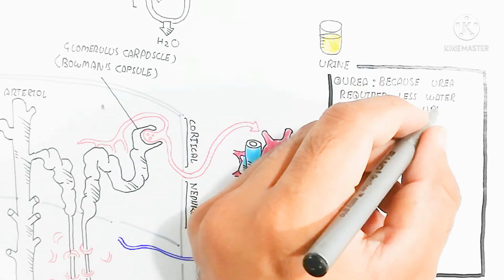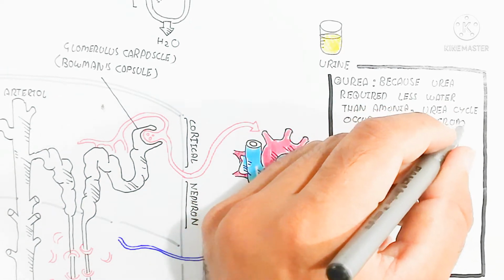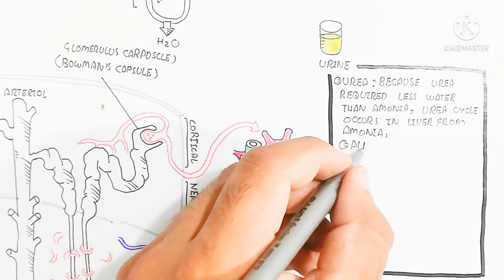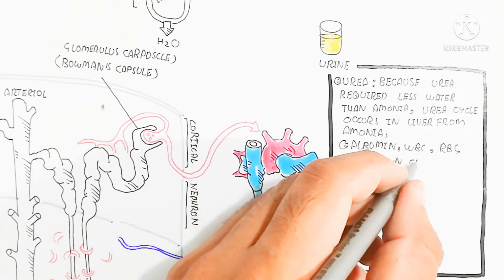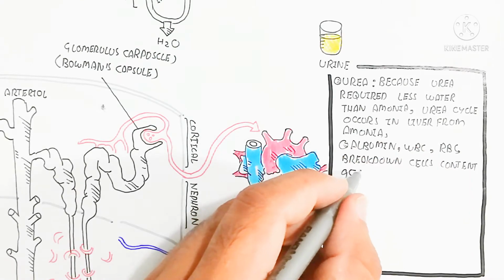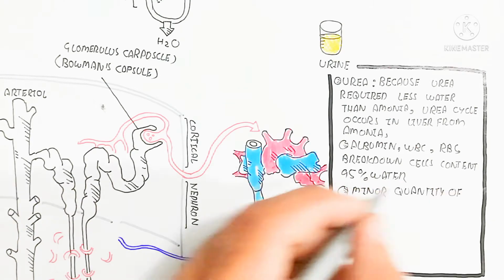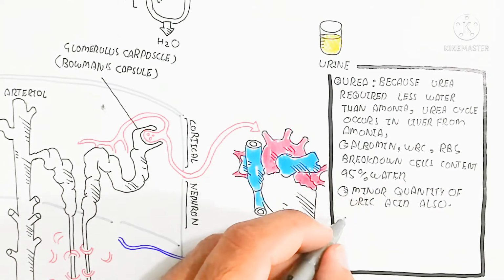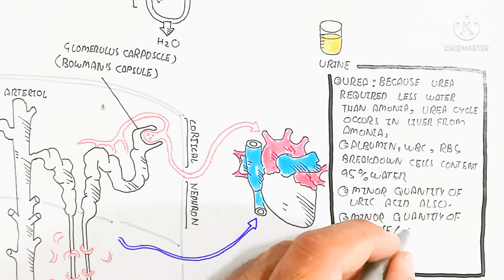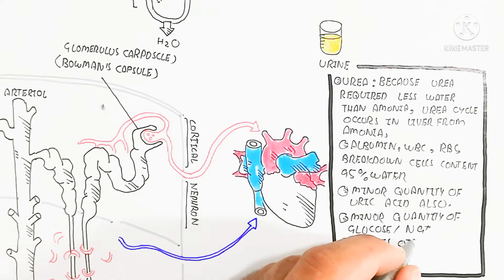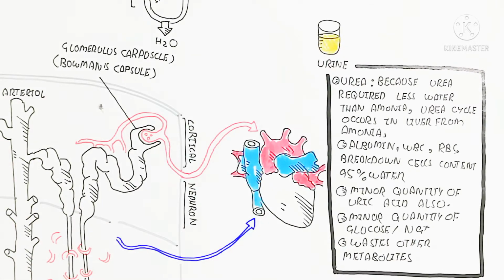The urine contains urea, because urea requires less water than ammonia, so the ammonia is converted into urea. The urea cycle occurs in the liver from ammonia. Urine also contains albumin, WBC, RBC, broken down cell content and 90% water, and minor quantities of uric acid, ammonia, glucose, sodium, waste and other metabolites. So that was the urinary system overview.